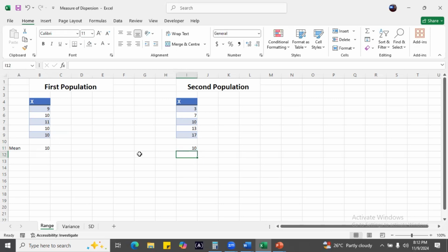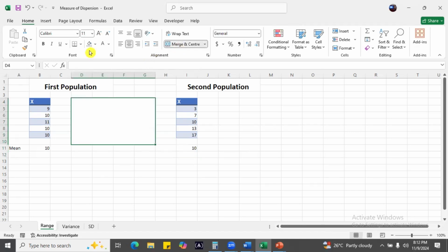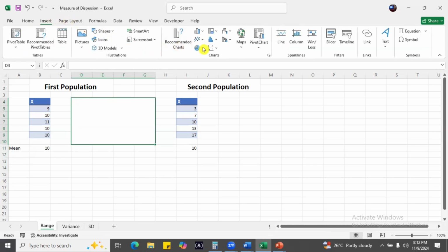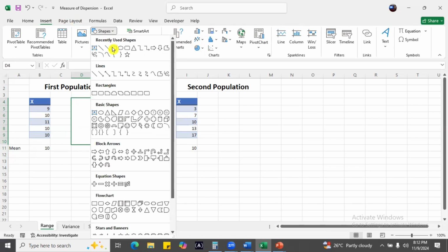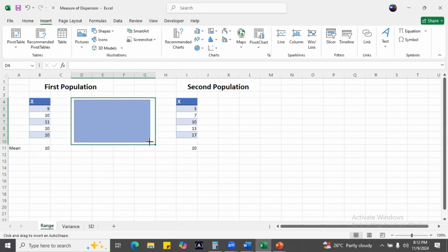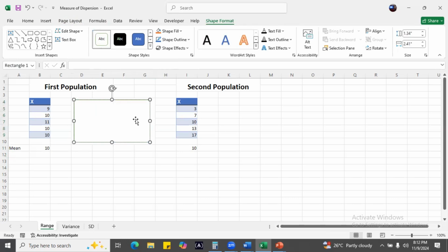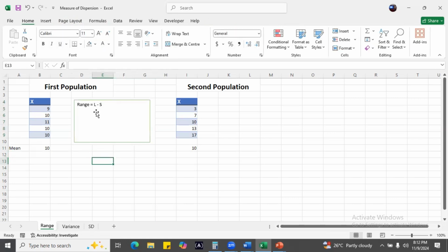So if we describe range as the difference between the largest and the smallest value in a distribution, range will be L minus S, the largest value minus the smallest value. So that is what we'll say range is: the largest value subtracted from the smallest value. So this is what our range will be.